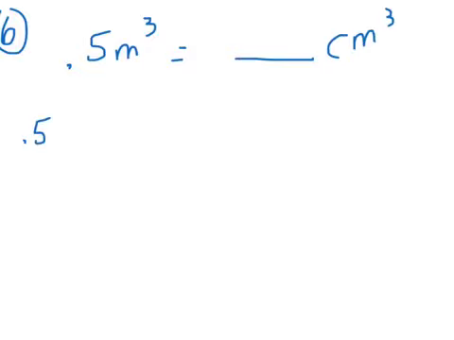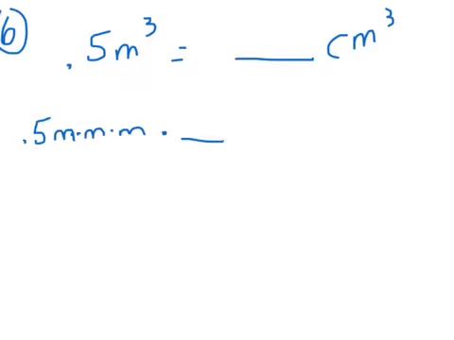Okay, so for number 6, we have 0.5 meters cubed, and we want to change it into centimeters cubed. Okay, so I'm going to write down what I have. I have 0.5, and meters cubed is meter times meter times meter. I'm going to put a little dot in between so you don't think it's millimeter or something weird, okay?